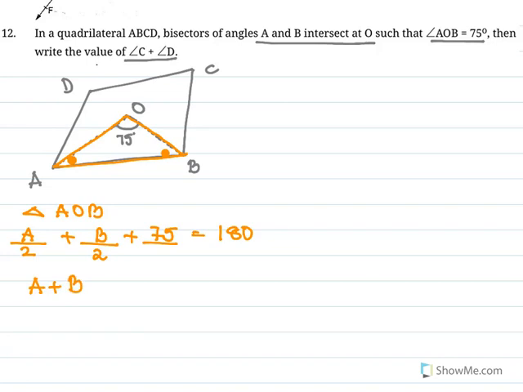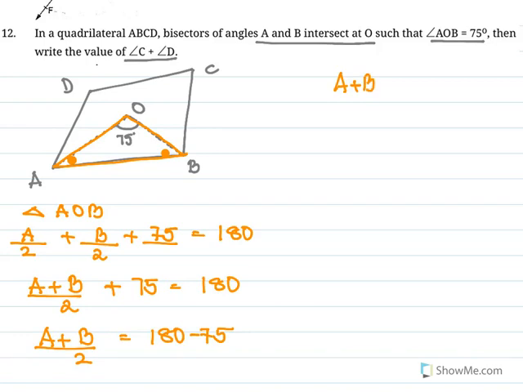So (A plus B) by 2 plus 75 equals 180. So (A plus B) by 2 equal to 180 minus 75. (A plus B) by 2 will be 105, which means A plus B equal to 105 into 2. So A plus B equal to 210. This is one part of the sum.